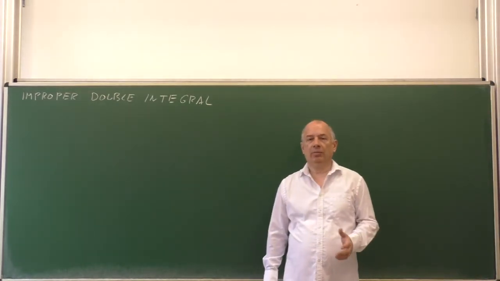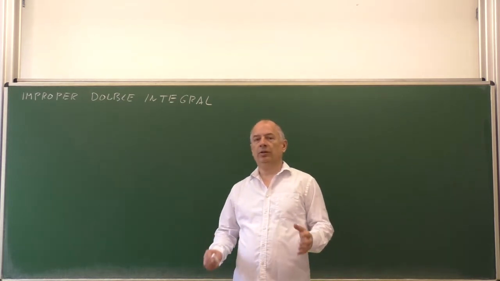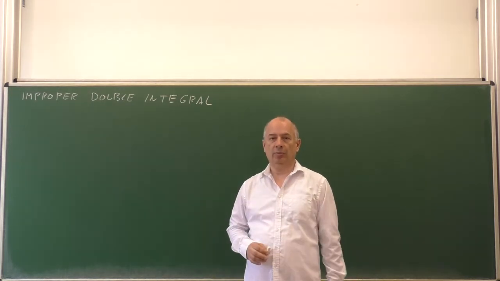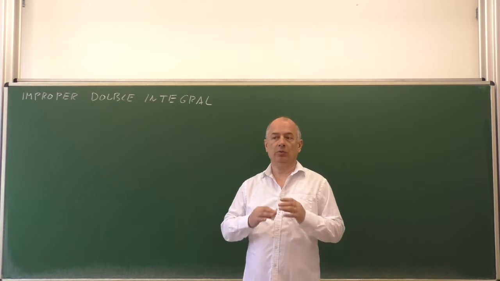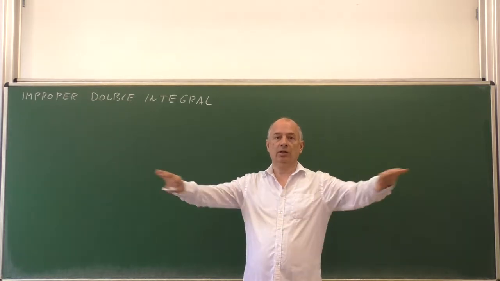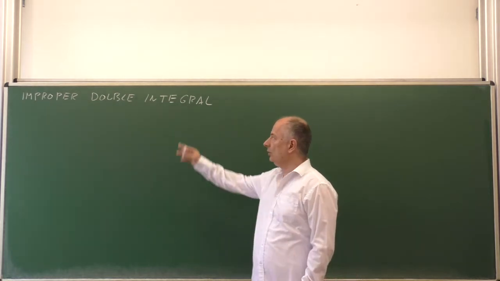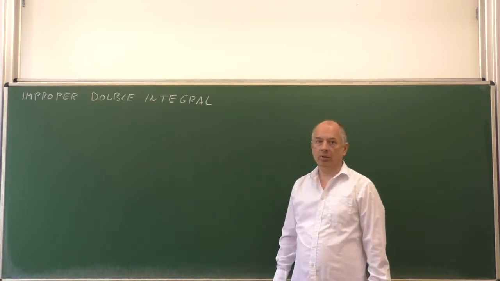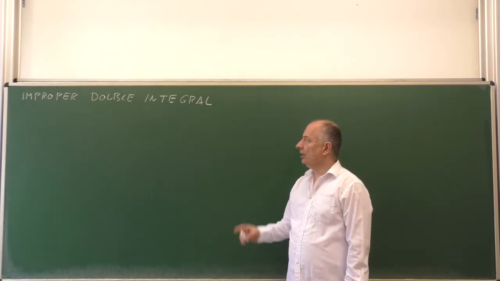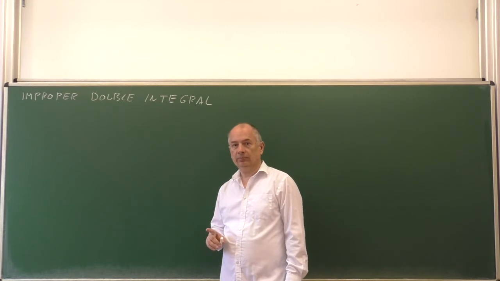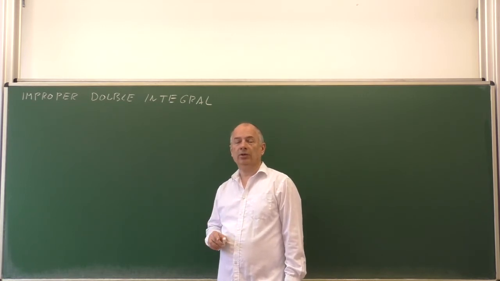When discussing double integrals, we usually discuss some bounded integration domain. And sometimes we want to integrate a function over some unbounded domain. So that leads to the improper double integral. To understand the improper double integral, it's good to understand the improper one-dimensional integral.